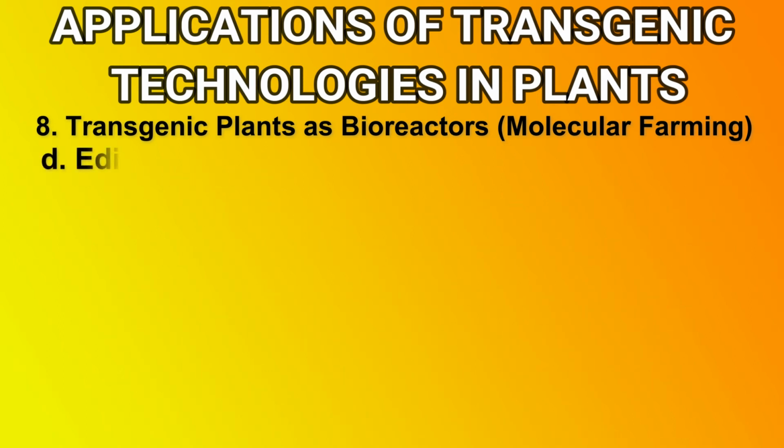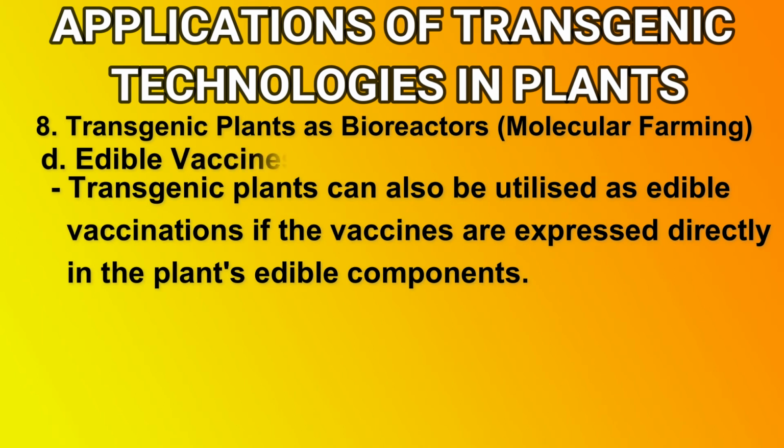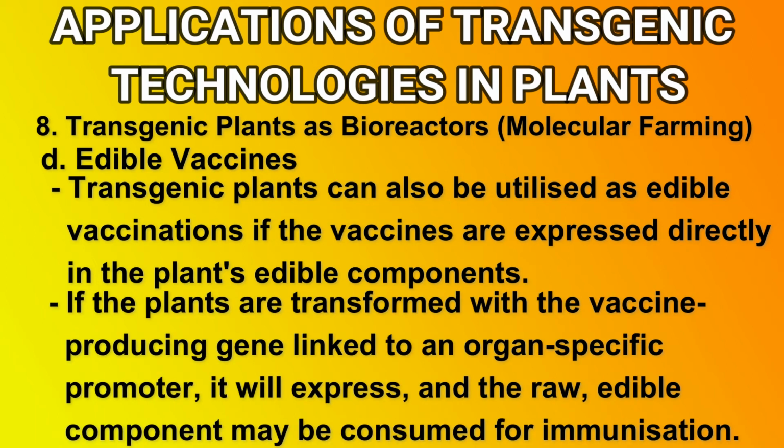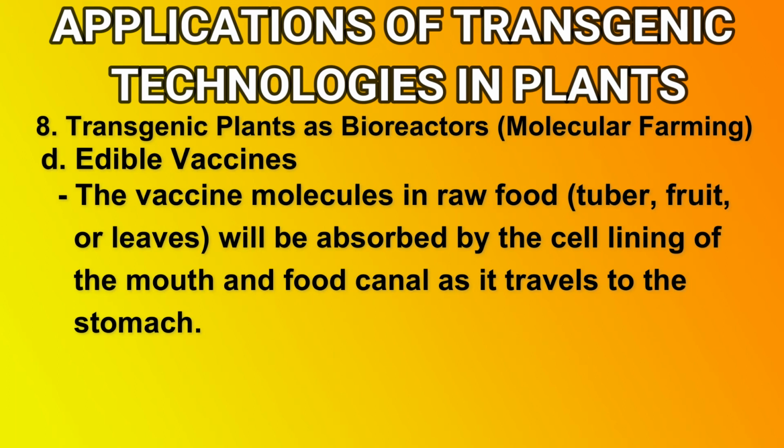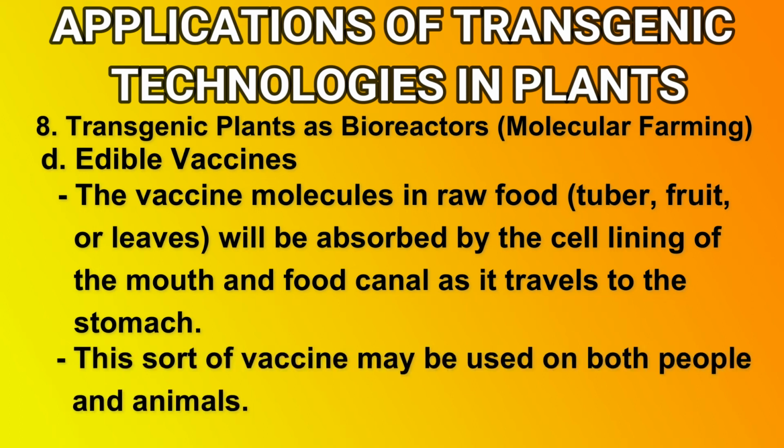Edible vaccines. Transgenic plants can also be utilized as edible vaccinations if the vaccines are expressed directly in the plant's edible components. If the plants are transformed with the vaccine-producing gene linked to an organ-specific promoter, it will express, and the raw edible component may be consumed for immunization. The vaccine molecules in raw food, tubers, fruits, or leaves will be absorbed by the cell lining of the mouth and food canal as it travels to the stomach. This sort of vaccine may be used on both people and animals.